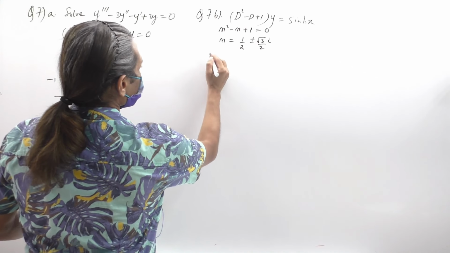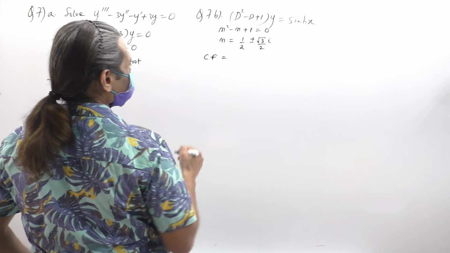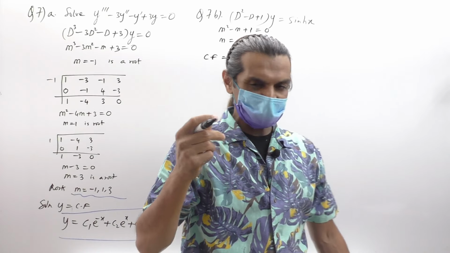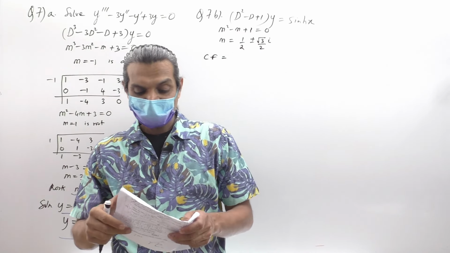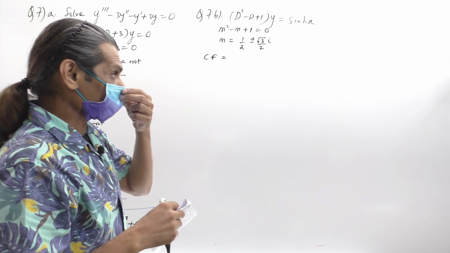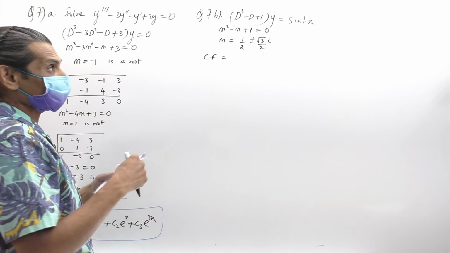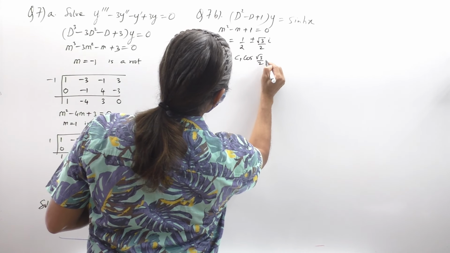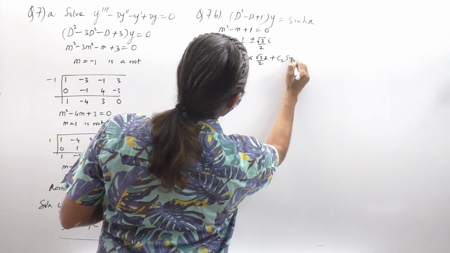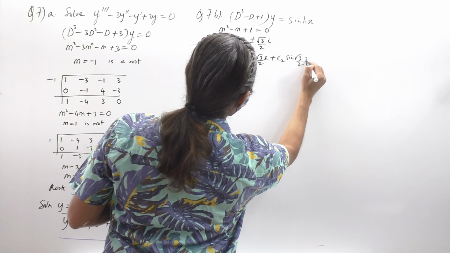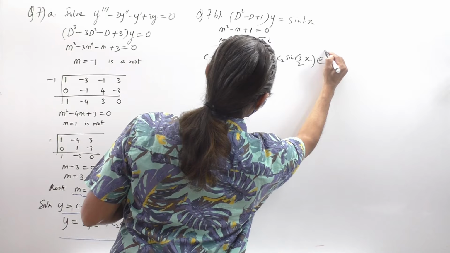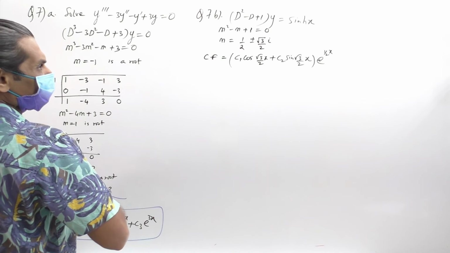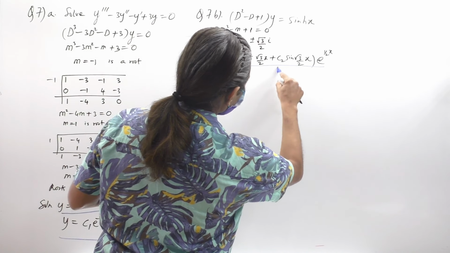Therefore, the CF will be, see this is the conjugate imaginary root. Like from the theory, if m is equal to a plus or minus bi, you can write the CF as c1 cos bx plus c2 sin bx into e raised to ax. Here also CF will be c1 cos of root 3 by 2 x plus c2 sine of root 3 by 2 x, whole into e raised to 1 by 2 x. This is the CF. Please underline it because this is going to fetch you marks.